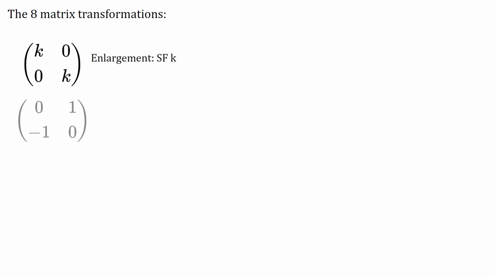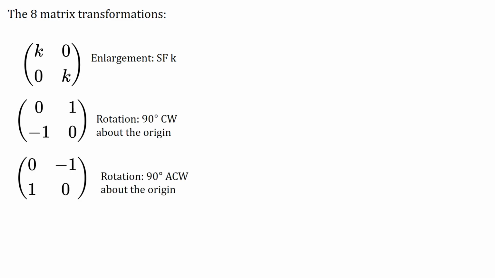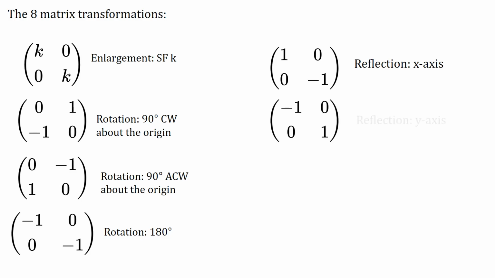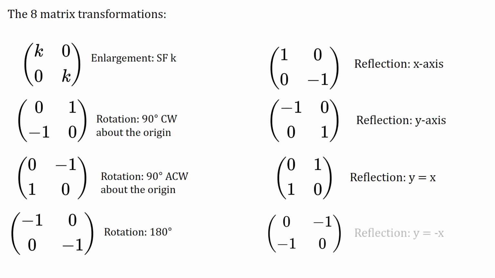So there are 8 matrix transformations that you need to know, and these are all of them. This is enlargement scale factor k, rotation 90 degrees clockwise about the origin, rotation 90 degrees anti-clockwise about the origin, a rotation 180 degrees, reflection in the x-axis, reflection in the y-axis, reflection in y equals x, and reflection in y equals minus x. And you don't need to memorize all of these. As long as you memorize the identity matrix, which is 1, 0, 0, 1, you can work out what all of these are. And I'm going to show you how to do that now.